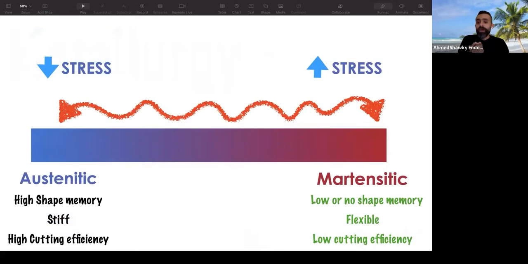So the file that is made of nickel titanium or nitinol has two phases: the austenitic phase, which is stiff with high cutting efficiency, and the martensitic phase, with low or no shape memory. It tends to maintain its shape inside the root canal, taking the original shape of the canal without tending to spring back, flexibility, and also high cyclic fatigue resistance because it is soft, but it has a little bit lower cutting efficiency than the gold heat treated alloys.